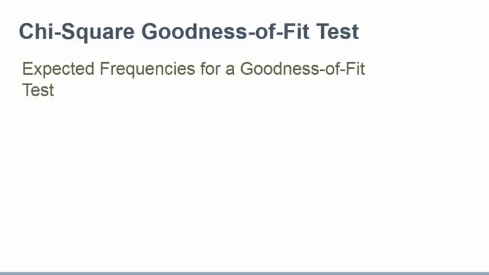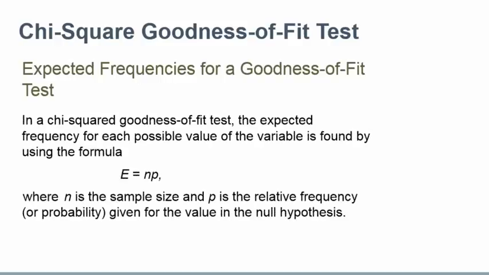Chi-square goodness of fit test. Expected frequencies for a goodness of fit test. In a chi-square goodness of fit test, the expected frequency for each possible value of the variable is found by using the formula E equals N times P, where N is the sample size and P is the relative frequency or probability given for the value in the null hypothesis.